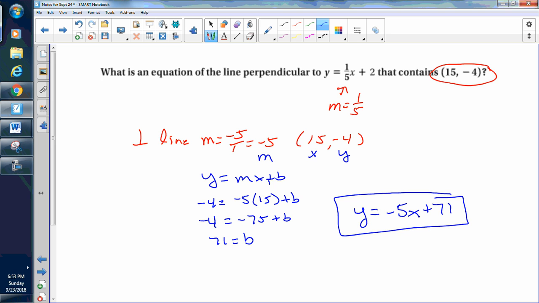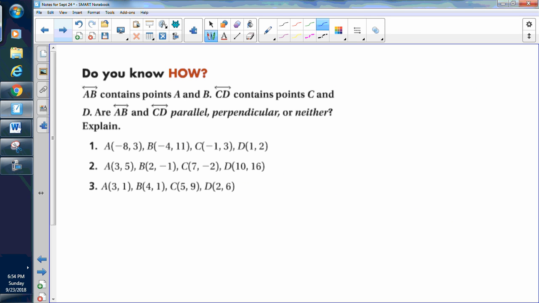So you'll have a few less types to do in tonight's work. Here's some practice for you before you actually go into the work. Look at AB and CD, find the slope of each one, and compare them. If they're the same, they're parallel. If they're negative reciprocals, which means their product is negative 1, they'll be perpendicular. And if neither of those situations occur, they're neither parallel nor perpendicular. They're just two lines that intersect.